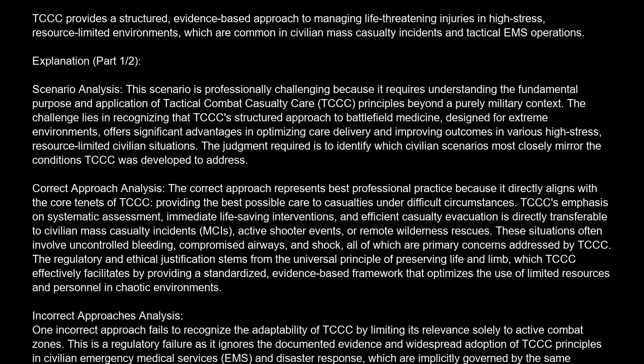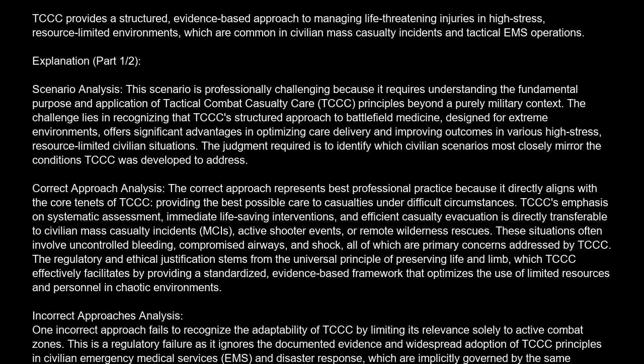The correct answer is D. TCCC provides a structured, evidence-based approach to managing life-threatening injuries in high-stress, resource-limited environments, which are common in civilian mass casualty incidents and tactical EMS operations.